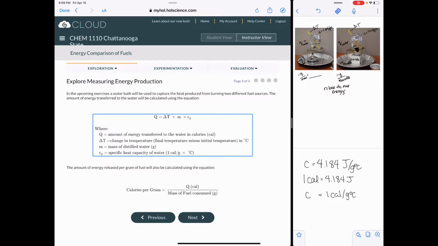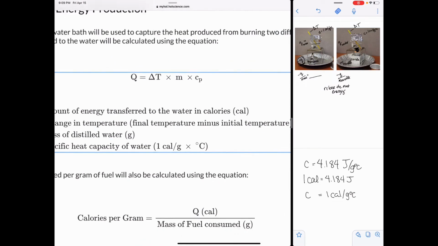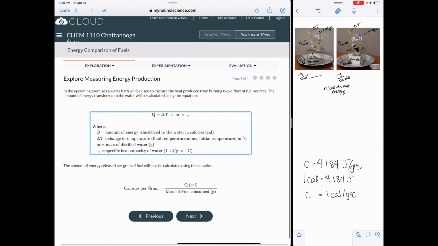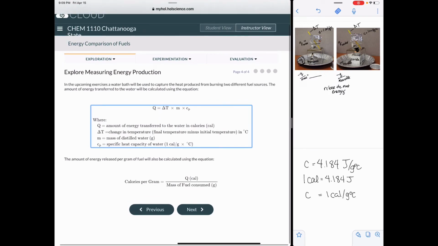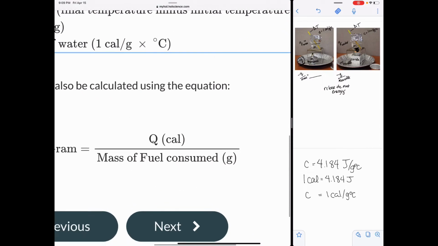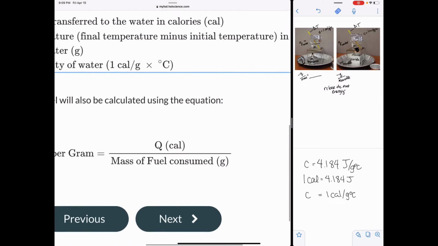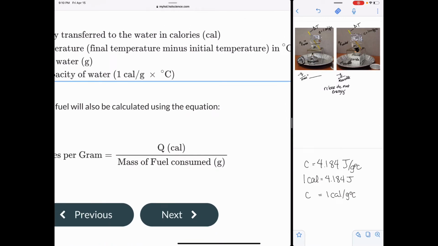And you can see right there, again, that they want you to use the 1 calorie per gram. And the amount of energy released per gram of fuel, that's the final calculation. So they want you to take the calorie on top and divide it by the total mass. And again, the larger number of the two is the better fuel, so to say.